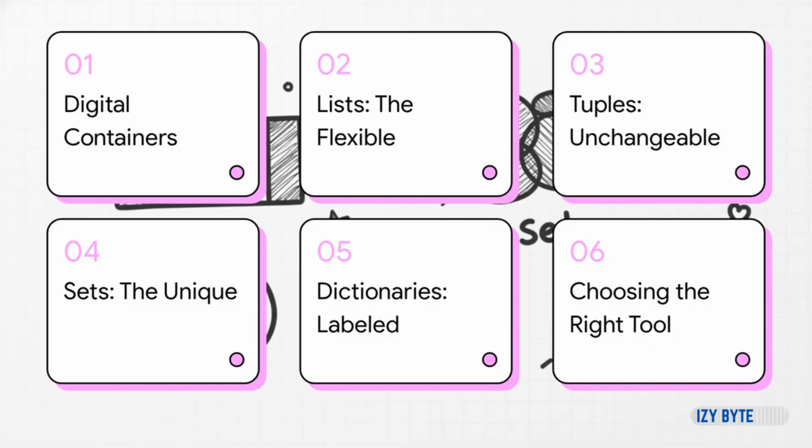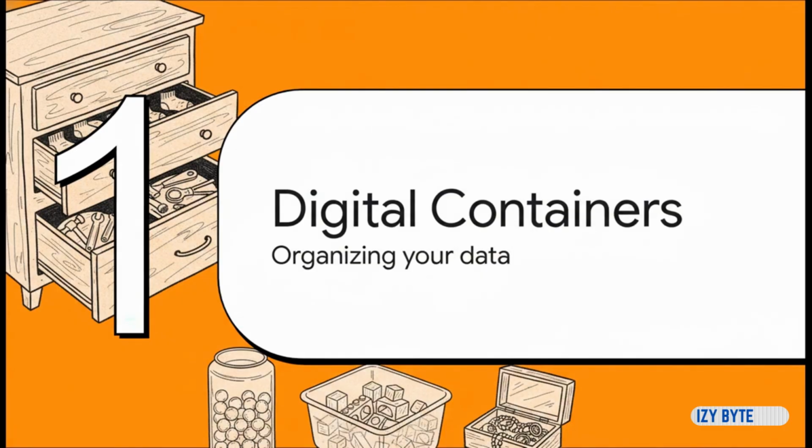So, here's the plan. First up, we'll tackle why we even need different ways to hold our data. Then we're going to meet the big 4: lists, tuples, sets, and dictionaries. And we'll wrap it all up with a simple guide on how to pick the absolute best tool for whatever job you're doing. All right, first things first.